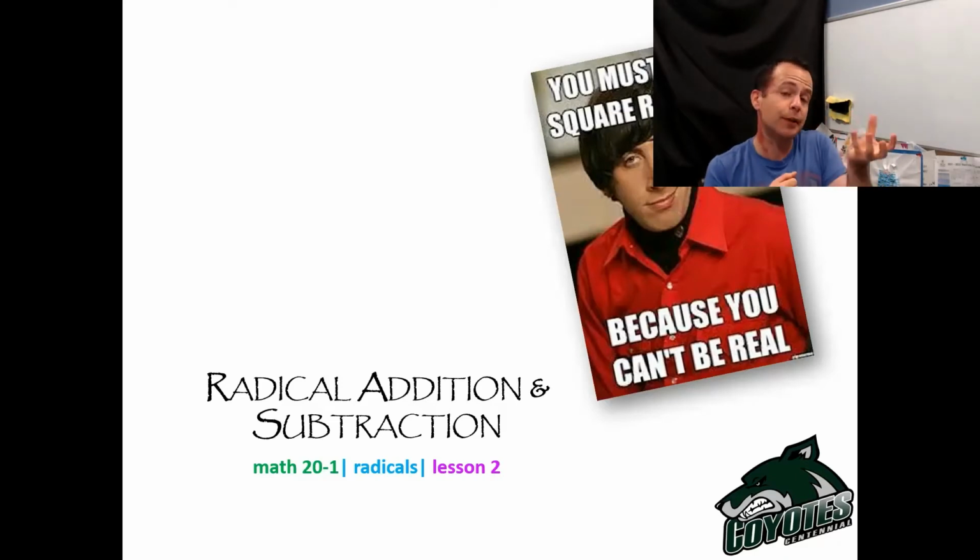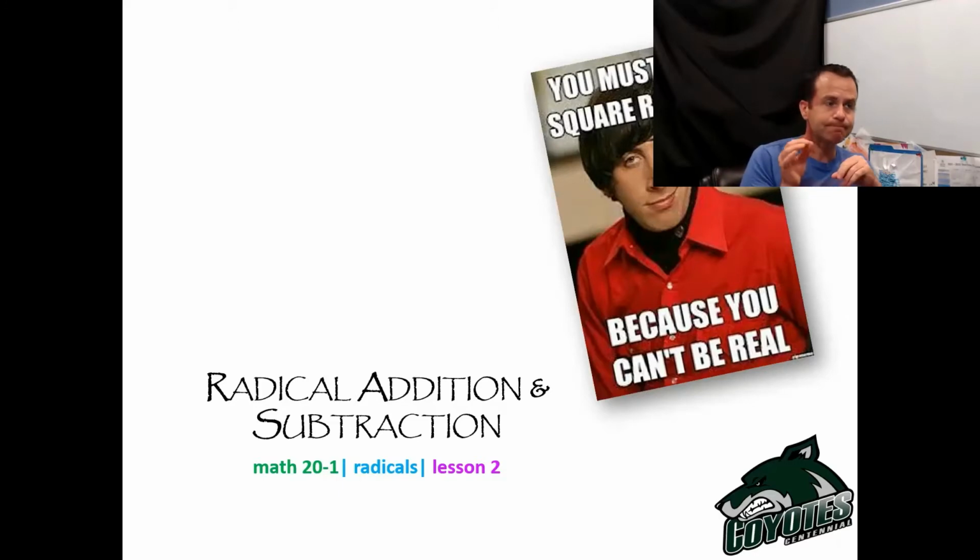But if I had 3x over here and I had 5y over here and I put those together, all I can say I have is 3x and 5y, right? I can't actually combine those statements because they're not like terms. It's the same thing with radical addition and subtraction. I can't combine them together unless the radicands are the same.